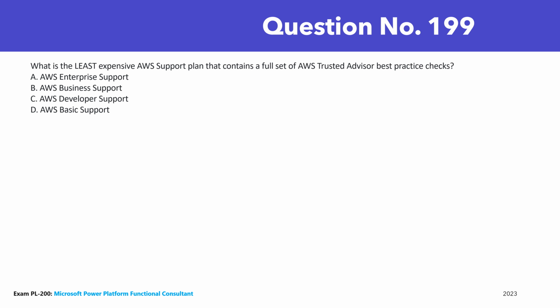What is the least expensive AWS support plan that contains a full set of AWS Trusted Advisor best practice checks? A. AWS Enterprise Support. B. AWS Business Support. C. AWS Developer Support. D. AWS Basic Support. Correct answer, B.